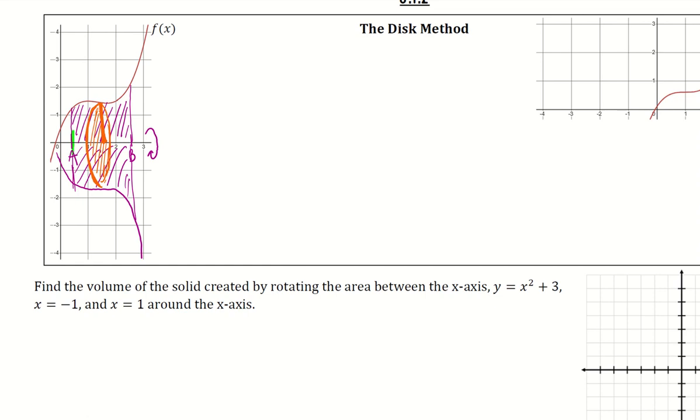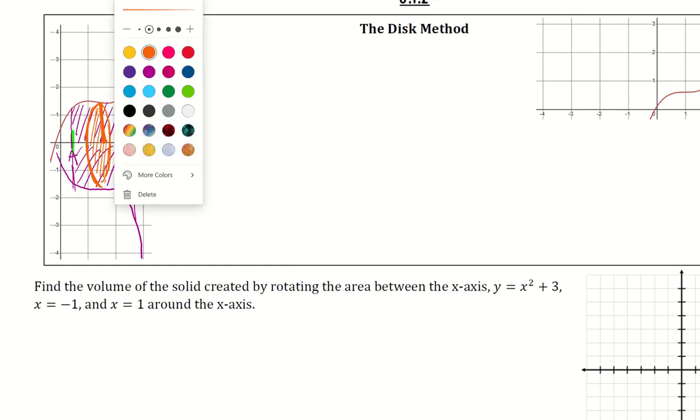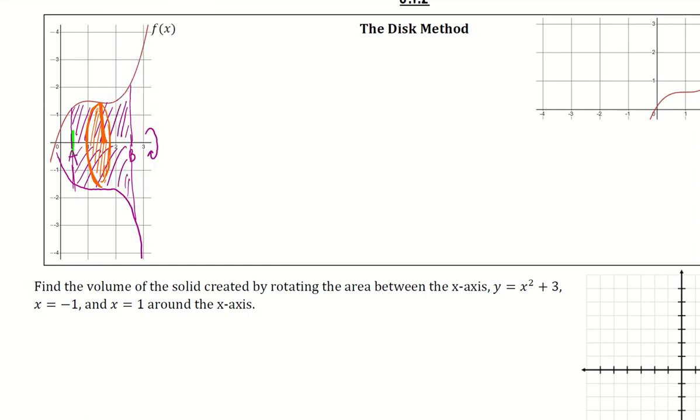That is what we call a representative rectangle with a representative disc. Here's the representative rectangle, it's just a very thin rectangle. If you think about rotating that rectangle around, it's going to create your disc, and it's a solid disc.